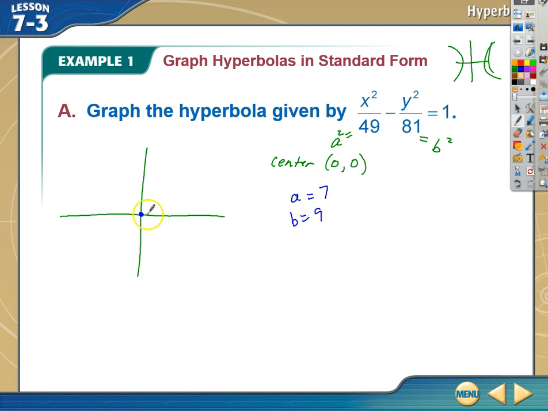So over here I go out in 7. So 1, 2, 3, 4, 5, 6, 7. So I'm just going to call that 7. Come out here to negative 7. And since this is my A, this is my first one, these are my vertexes. Then the next part is B. B is up at 9, so start at 0, count up 9, and 9, down negative 9.